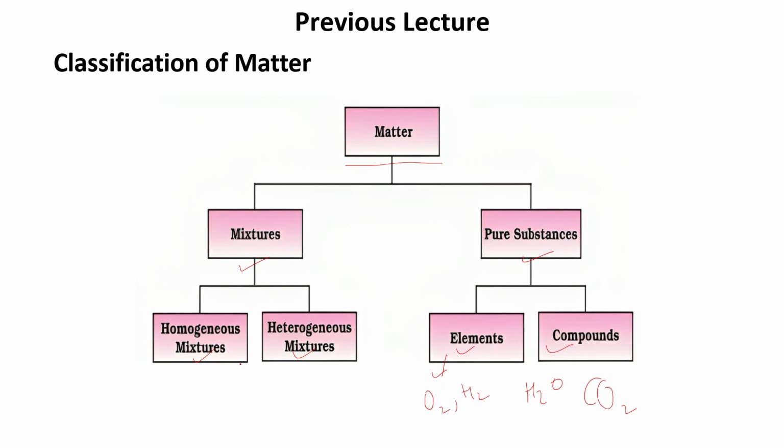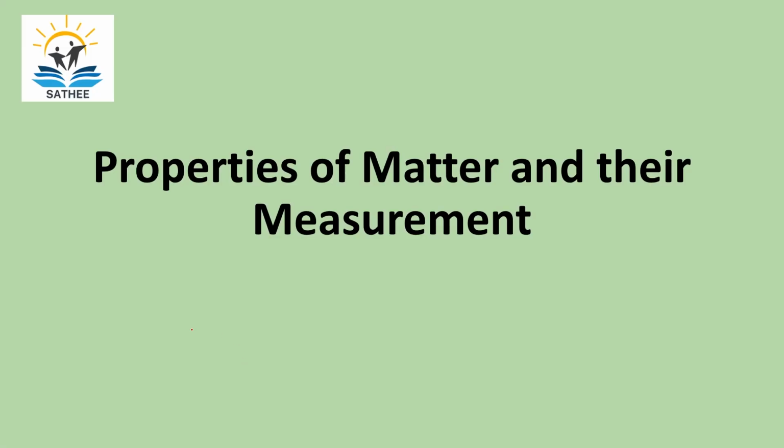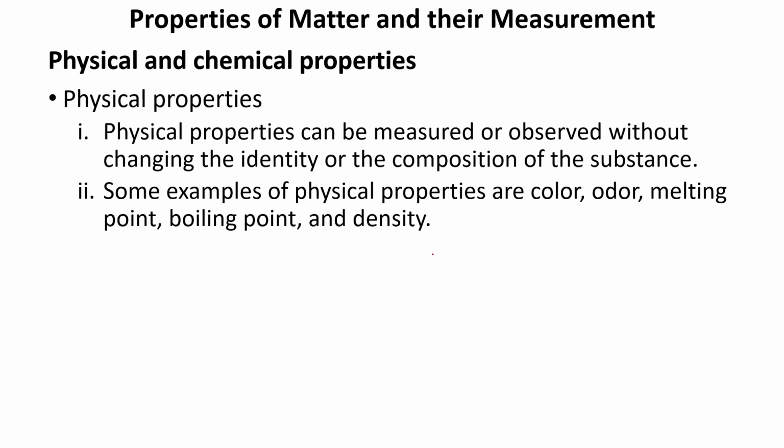I will now move to today's lecture, which is about the properties of matter and how they can be measured. When we talk about the properties of matter, they can be broadly divided into two types. The first one is physical property and the second one is chemical property.